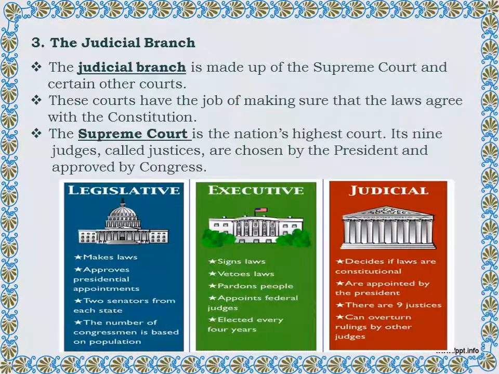So here is the summary of the three branches of the United States government. Again, we have legislative, executive, and judicial.